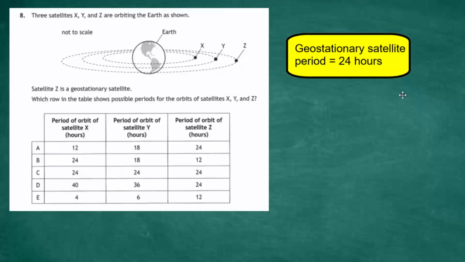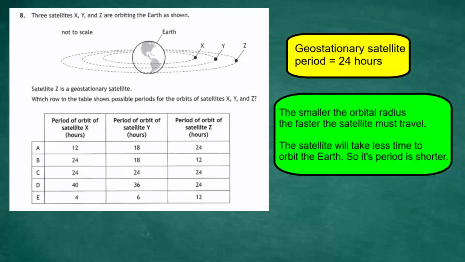Now, the other bit of a clue we have to know about satellites is this important fact here, that the smaller the orbital radius, the faster the satellite must travel. And if the satellite is travelling faster, it will make one complete orbit in a shorter time. So what we should see then is that satellite Z should have a period of 24 hours. So that gives us the following options. It gives us this option here, and this option here, and this option here. But any satellite nearer the Earth will have a smaller period because it's moving around the Earth faster.